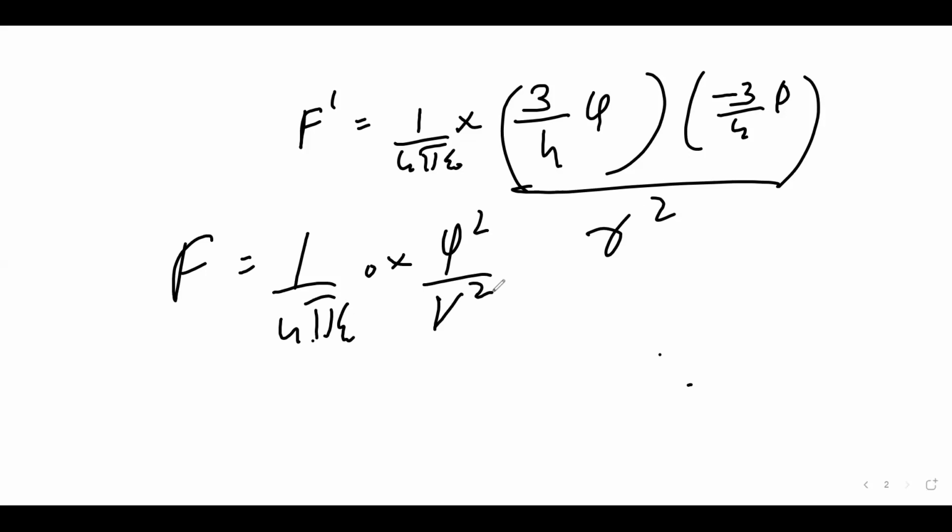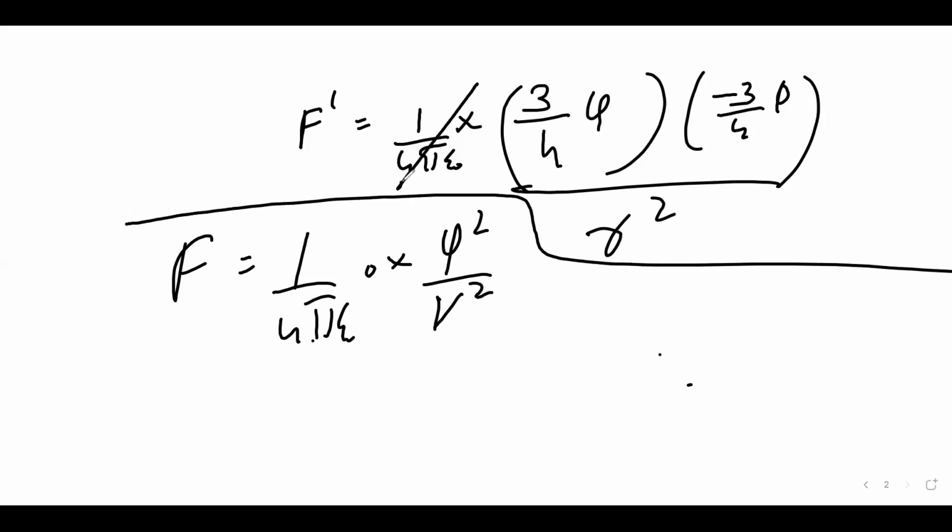So the question is, what is F dash by F? So I just divide this full thing. So this will get cancelled, R square will get cancelled, everything, Q square also will get cancelled. Yes. So it's basically what? 9 by 16.